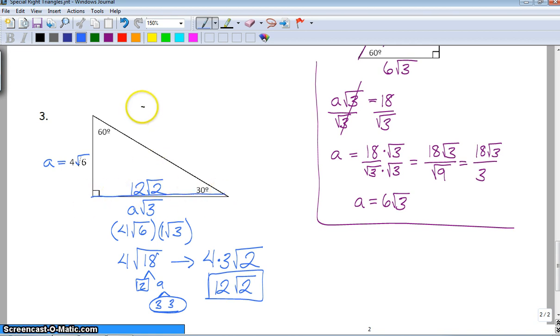Side across from 90 is 2 times a, so I replace a with 4 times the square root of 6. 2 times 4 is 8 times the square root of 6. I cannot break the square root of 6 down, so the side across from 90 degrees is 8 times the square root of 6.